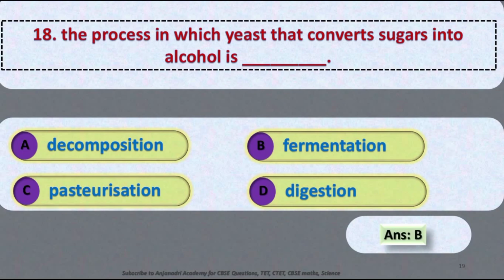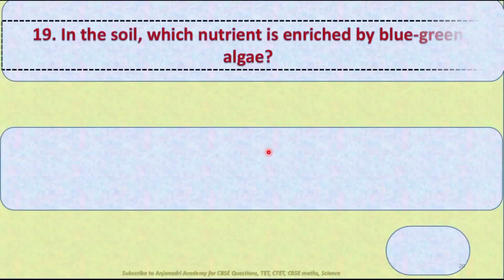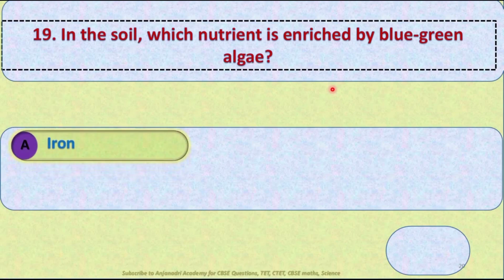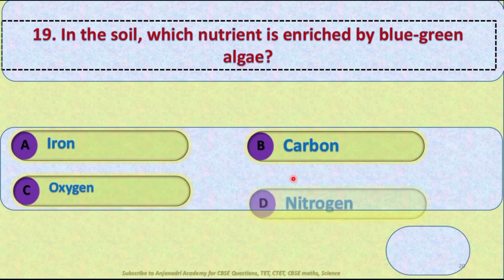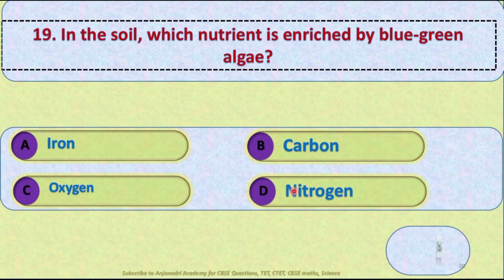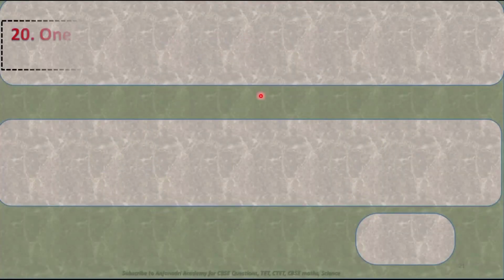Here is the next question. In the soil, which nutrient is enriched by blue-green algae? We know that blue-green algae and rhizobium are involved in nitrogen fixation. Therefore, the correct answer is option D, that is nitrogen. It is added to the soil by blue-green algae during nitrogen fixation. Here is the next question.